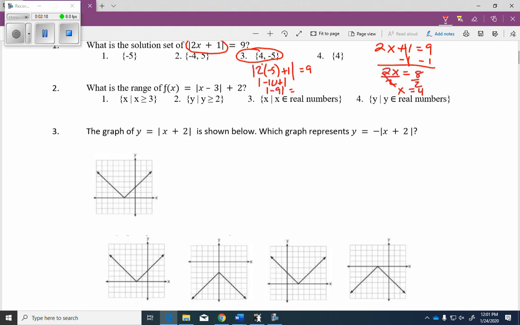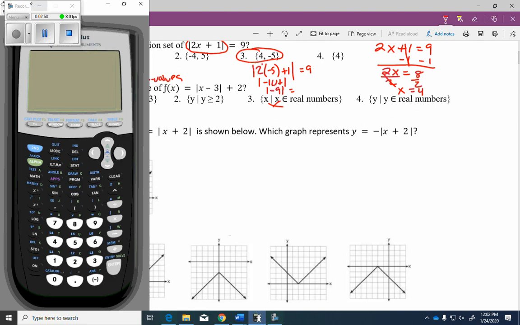Number 2, the range. Remember, range are the y values. That's important. So we're looking for y values, which really means I can cross off choice 1 because these are saying x values. I could actually cross off choice 3 because they're only talking about x values. This is an absolute value function. So I like to think about what the graph looks like. You could put it actually into your calculator and take a look at that.